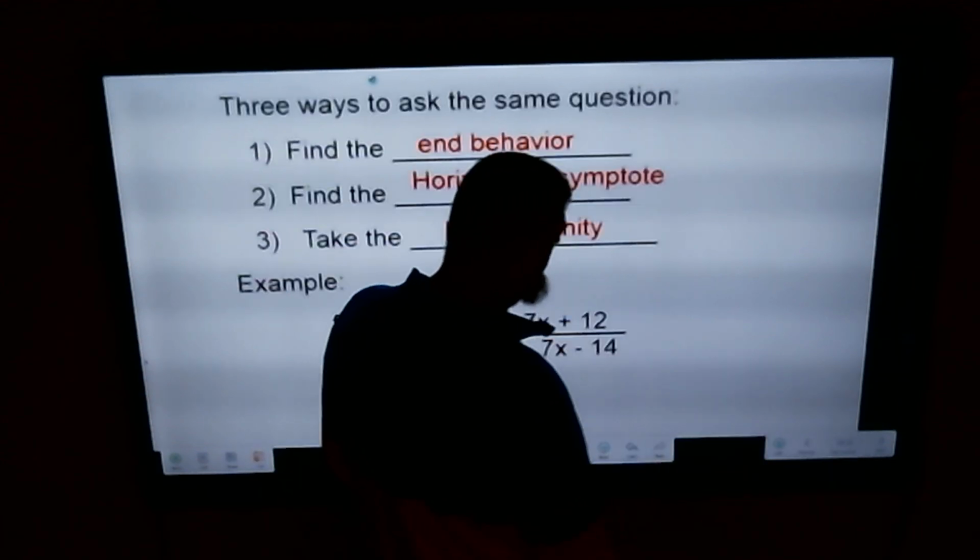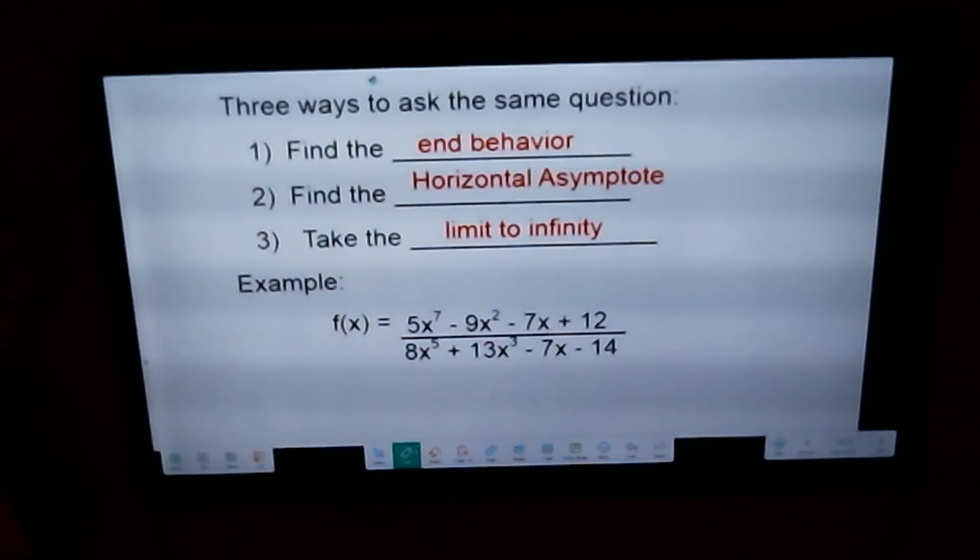I think the next page gives you all 3 of those. I could ask the same question. In fact, I thought about doing this on a quiz: the exact same function, and part A, find the end behavior. Part B, find the horizontal asymptote. And part C, find the limit to infinity. They're identical answers. In this case, what's your answer? Does not exist, or infinity. It depends on how it asks the question. Horizontal asymptote doesn't exist. Limit to infinity. The end behavior is 5x squared over 8, or it approaches infinity.